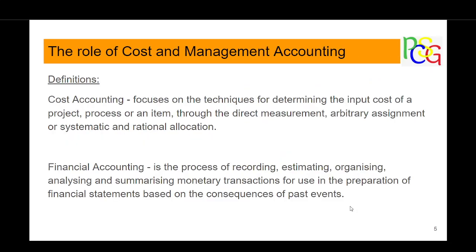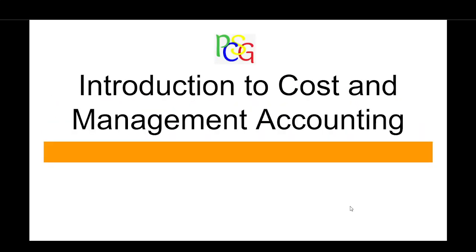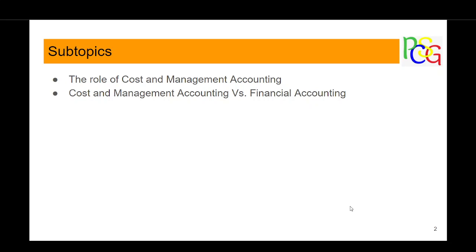Just to recap what we have done. Today we looked at Introduction to Cost and Management Accounting, which is the first topic on the Accounting Unit 2 syllabus. We went through the subtopic of the role of cost and management accounting, where we defined accounting as a whole. We defined the individual branches: management, cost, and financial. We also looked at the uses of cost and management accounting. We went through 5 uses. And the second subtopic we looked at was the similarities as well as the differences between the two branches of accounting. Okay, so that is the end of the lesson.